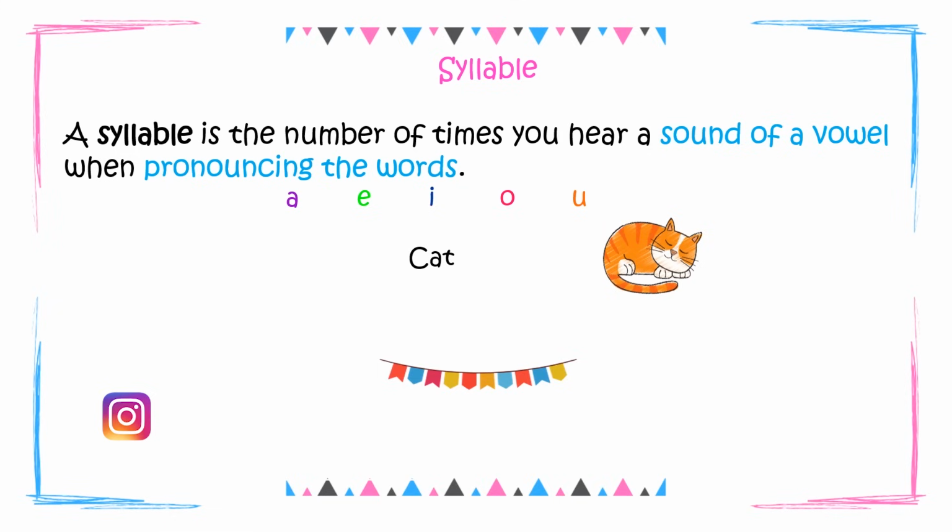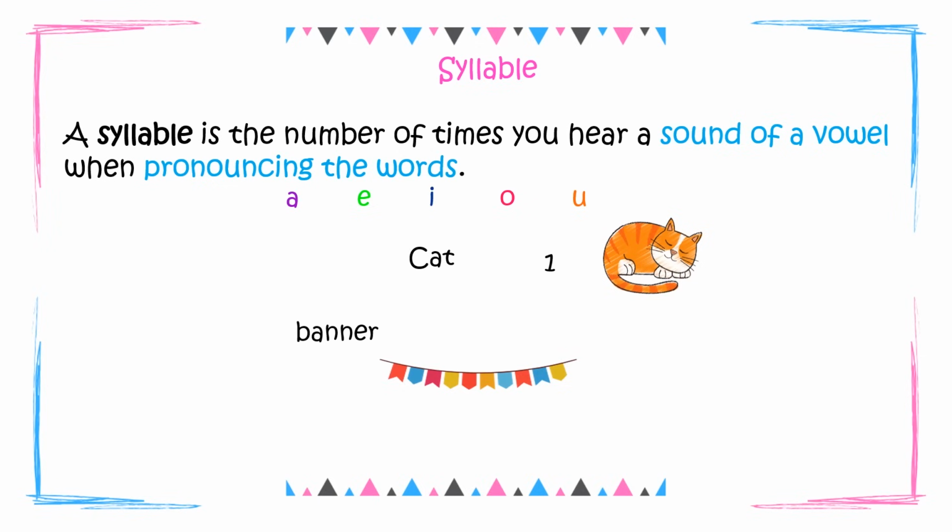Cat. When we pronounce the word cat, how many vowel sounds do you hear? Let me teach you a technique. You can clap to find the number of times you hear a vowel sound. So cat. When you say the word cat, we hear only one vowel sound. So there is one syllable in the word cat.